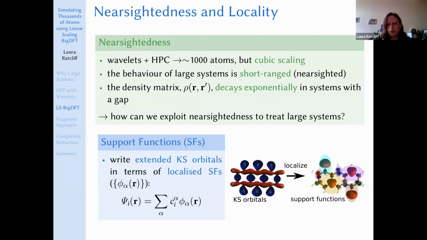So there are a number of different ways of doing this. So we choose to use an approach which relies on rewriting our extended Kohn-Sham orbitals, which are allowed to delocalize across the whole system, in terms of some localized functions, which we call support functions. So the Kohn-Sham orbitals just become a linear combination of these localized support functions. So this is the approach that's also used, for example, in the ONETEP code.